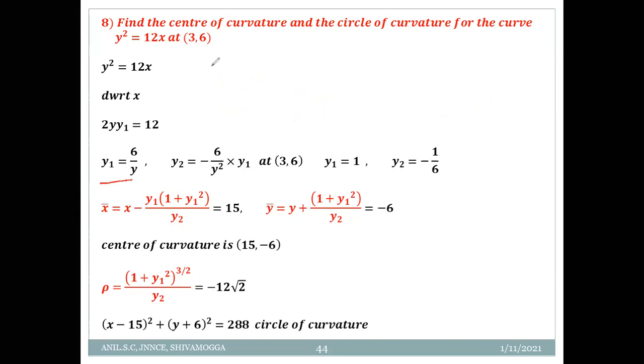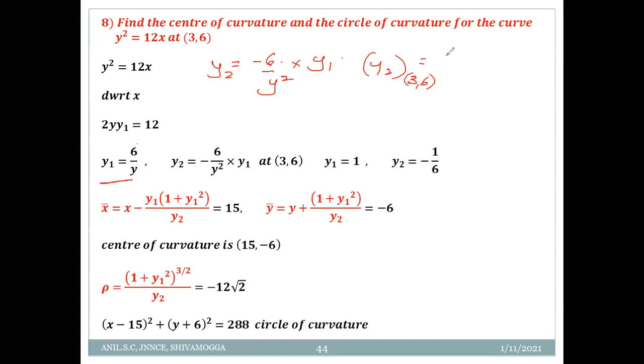y1 is 6 by y. Differentiate with respect to x, you get y2 is equal to 6 is constant, keep it as this. Derivative of 1 by y is minus 1 by y square into derivative of y is y1. And this y2 is also required at the same point whose x coordinate is 3 and y coordinate is 6.